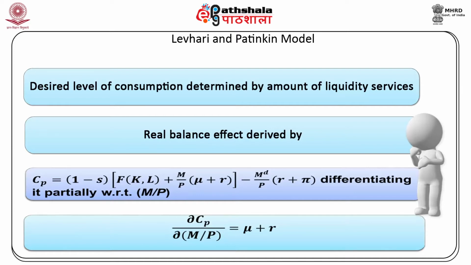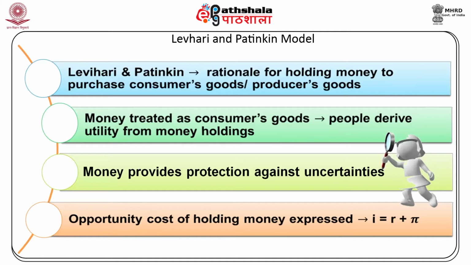The real balance effect can be derived from Cp = (1 − S)[F_KL + (M/P)(μ + R)] − (M_D/P)(R + π). Differentiating it partially with respect to M/P, we have the derivative of Cp with respect to M/P equal to μ + R. Levhari and Patinkin have argued that any rationale for holding money is actually to use it to purchase the consumer goods or producers goods.